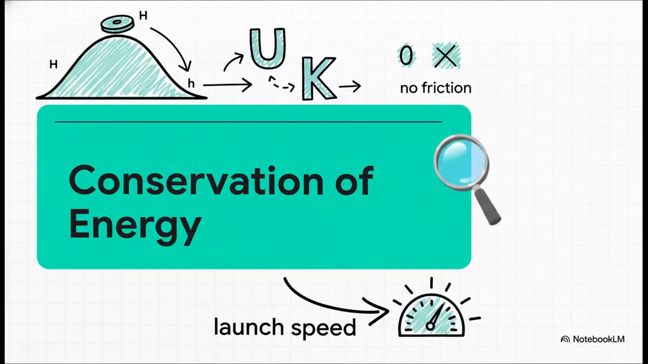Let's look at our first tool. The problem gives us a huge clue when it says the hill is smooth. That's code for ignore friction. And if we can ignore friction, it means mechanical energy is conserved. So all the potential energy the disk loses as it drops from H down to h gets converted one for one into kinetic energy, into pure speed. That's the key to figuring out how fast it's going right at launch.